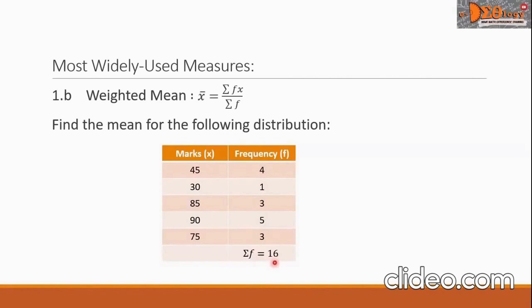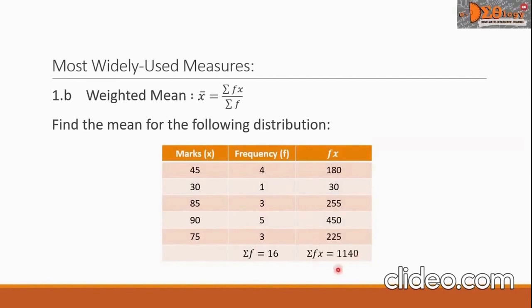The next step, we need another column that says fx. This is the column of the product of the mark and the frequency respectively. It means to say we're going to multiply the 45 with 4. We will put the answer here, so on and so forth. So the first blank will be 180. 30 times 1 is 30. 85 times 3 is 255. 90 times 5 is 450. 75 times 3 is 225. And then at the bottom, let us take the summation, and that is equal to 1140. The summation of this column and of the frequency column are the ones needed for our formula.